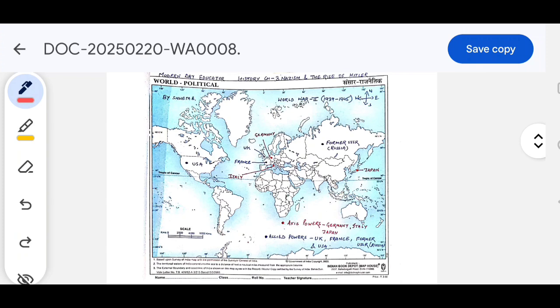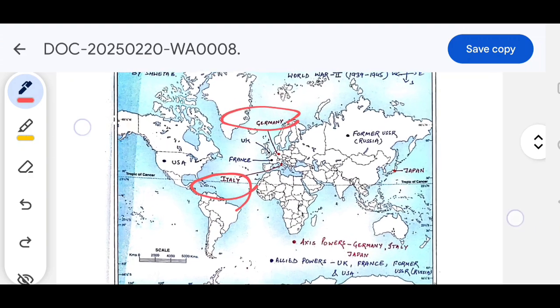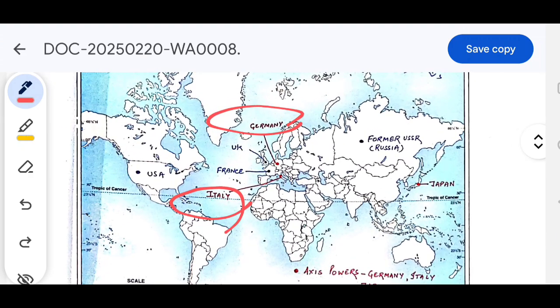You can see red color, we have Germany, we have Italy. Now this time Italy is also involved, so I would like to enlarge it a little so that you can clearly see where Italy is. So this boot shape place which you can see with red dot, that is Italy. And then we have Japan, the island country. Only three we have to remember from here. We have Italy, Germany, and Japan. These were the Axis power in Second World War, which happened between 1939 to 1945.